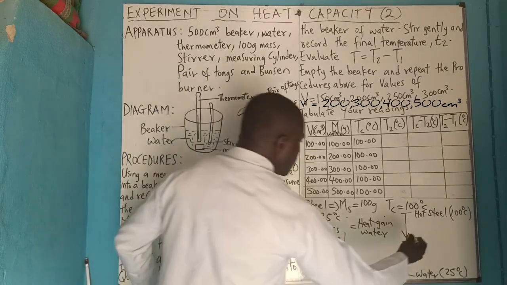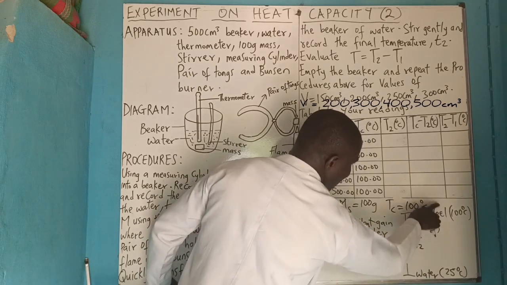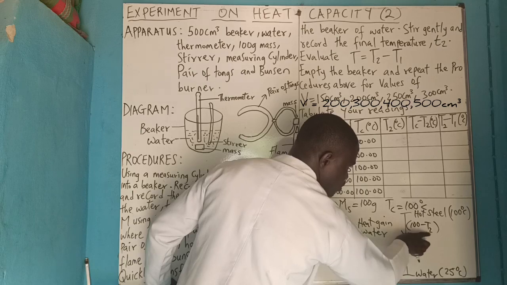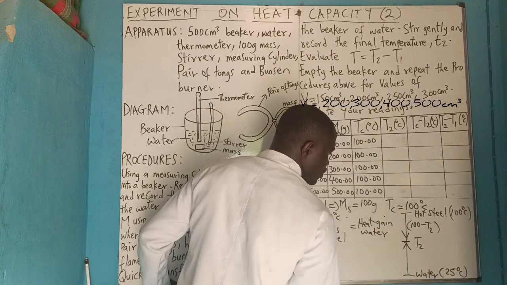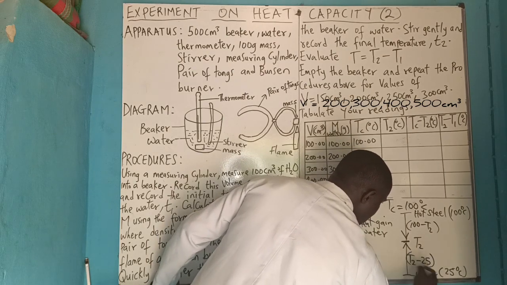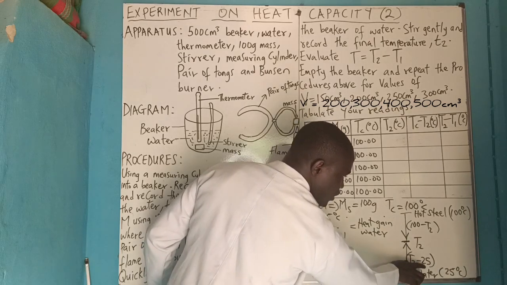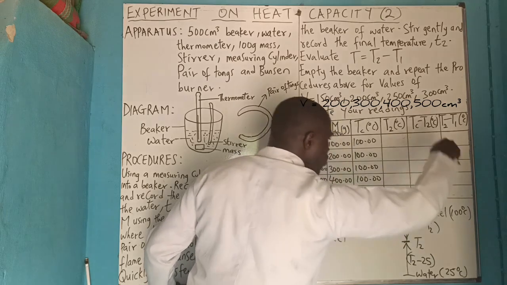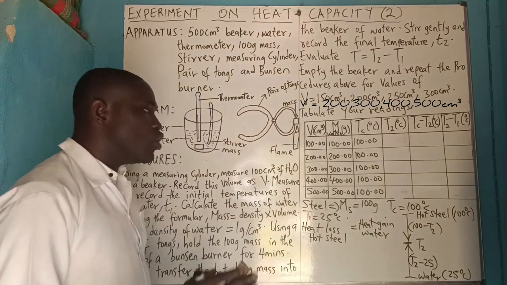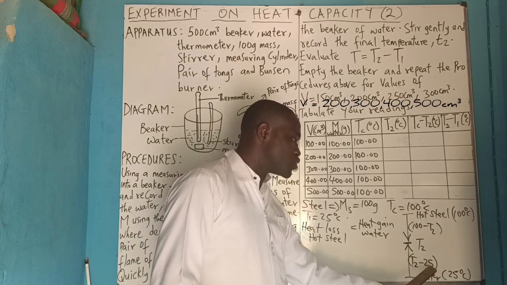We say that the change in temperature here will be 100 minus T2. That is, when this moves down to T2, it means it will lose this temperature to get to T2. Whereas this one will gain T2 minus 25 to get to T2. So this 25 will gain T2 minus 25 to get to T2. The 100 will lose 100 minus T2 to get to T2, while this one will be gaining T2 minus 25 to get to T2.